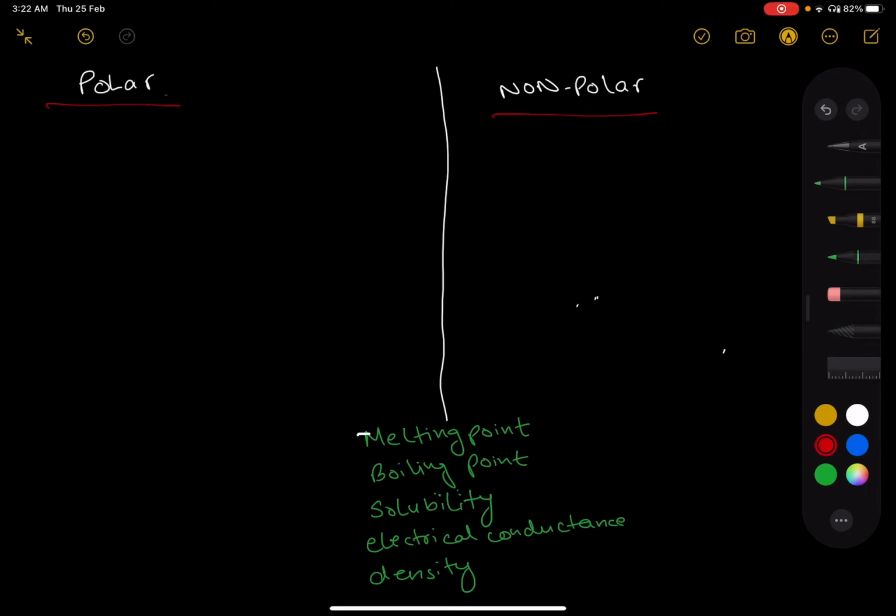Okay, so there are many ways by which we can divide covalent compounds into multiple groups. One of the most common of them is that we can divide them into polar covalent compounds or non-polar covalent compounds. Now, what is a polar covalent compound? Simply put, a polar covalent compound has slightly negative or slightly positive charges.